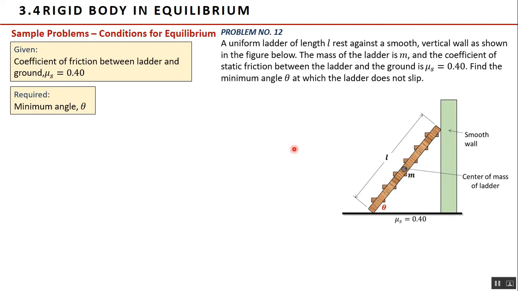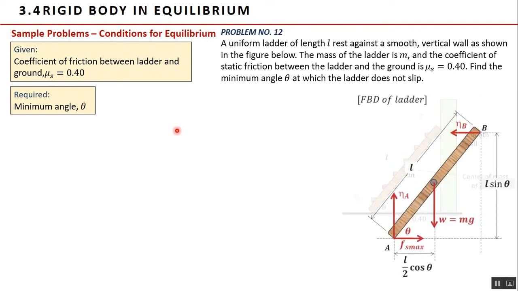This problem seems difficult, since we have only one given information, and it seems insufficient to solve this problem. In fact, we shall see that this minimum angle is dependent only on the coefficient of friction, not on the weight of the ladder. Now, let us draw the FBD of the ladder.